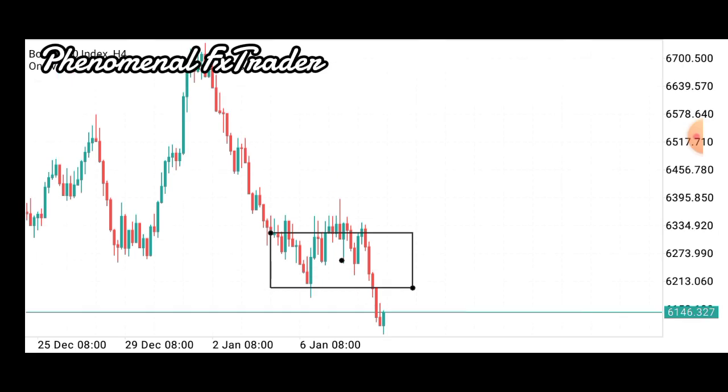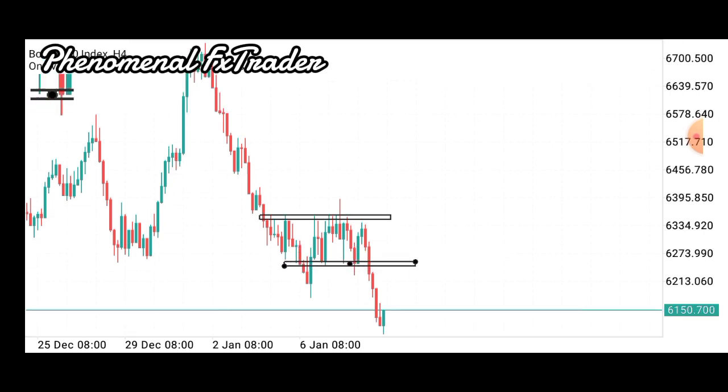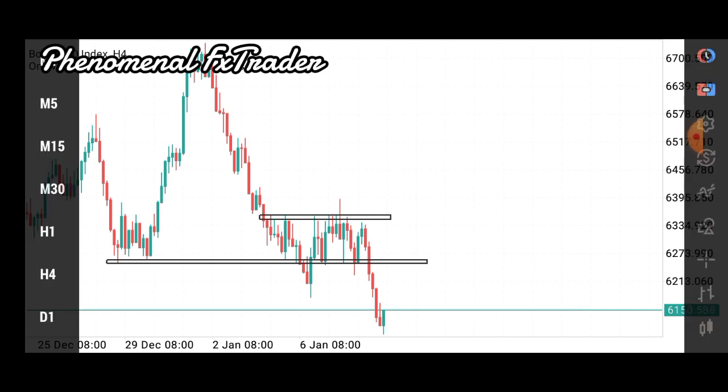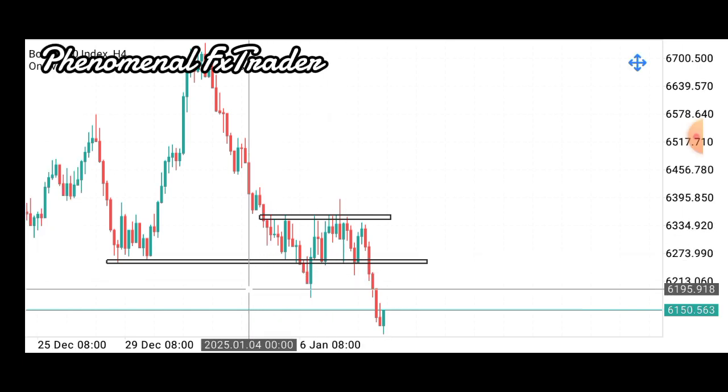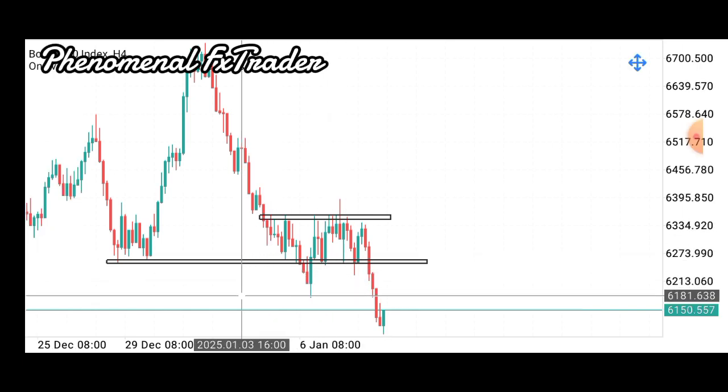You want to wait for the market to break and close above this zone, then you think of getting some buys. Or you wait to see the market coming down to sell below. This is a very strong support zone right here. You want to see the market close below this zone, then you look for an entry. And by so doing, remember your target, you'll be focusing on this particular low here.